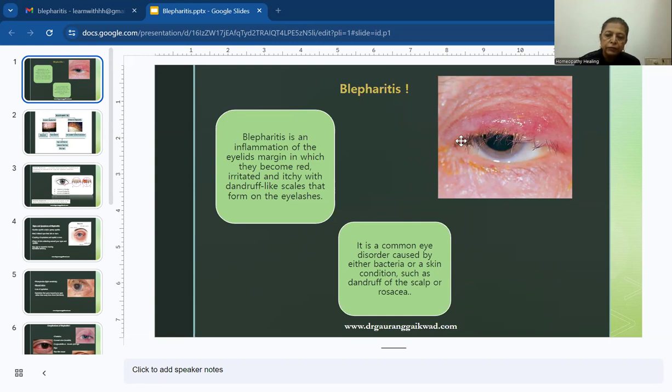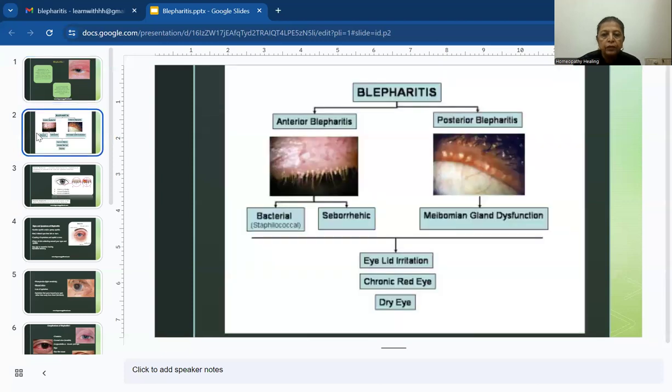And if you ask, what are the types of blepharitis? When you talk about the lid margin, there is an anterior border and a posterior border. So when the anterior border is inflamed, that is known as anterior blepharitis. When posterior, it is known as posterior blepharitis.